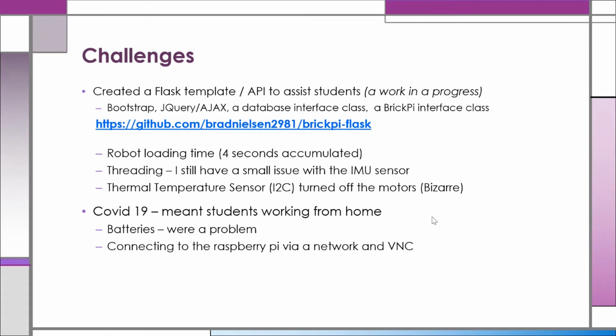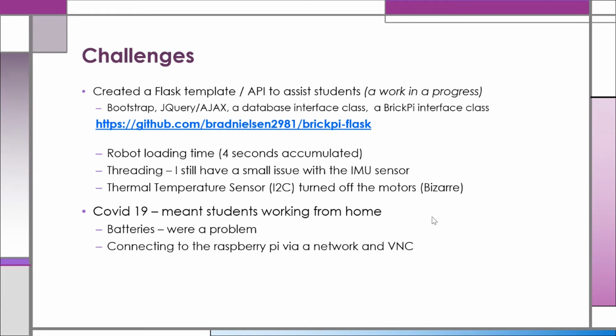I still had a small issue with the IMU sensor, where if you reloaded the page several times, the IMU sensor would get out of configuration. And then finally, there was some bizarre error where the thermal temperature sensor, which is the thermal camera, turned off the motors as soon as it was turned on. It was actually kind of weird. As soon as it was configured, the thermal temperature sensor turned off the motors.